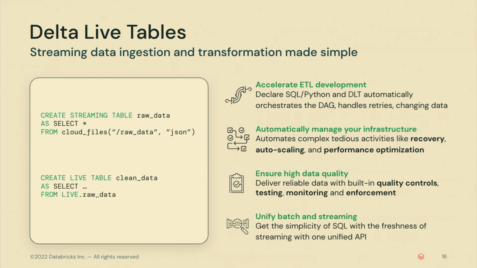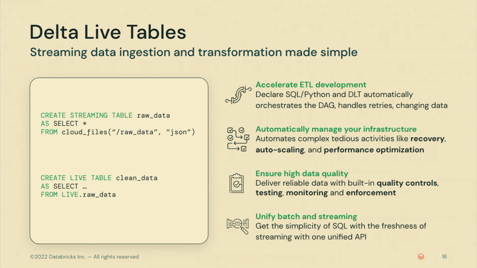It'll manage the dependencies all in one pipeline. It'll handle retries. It'll manage your infrastructure for you and automate complex and tedious tasks like auto-scaling, recovery from failure, and performance optimization. Like we've said, data quality is a first-class citizen on Delta Live Tables.